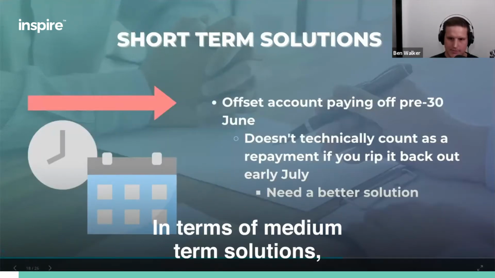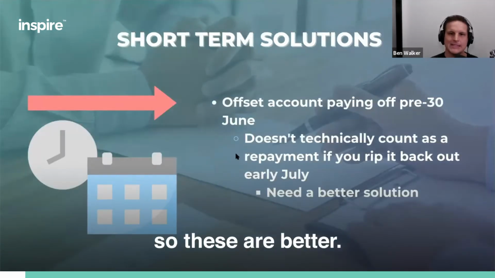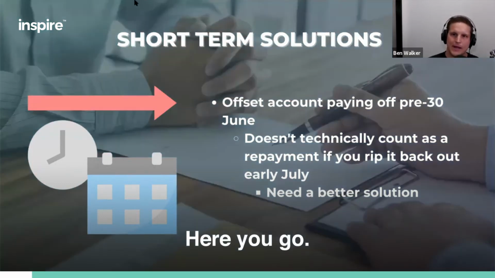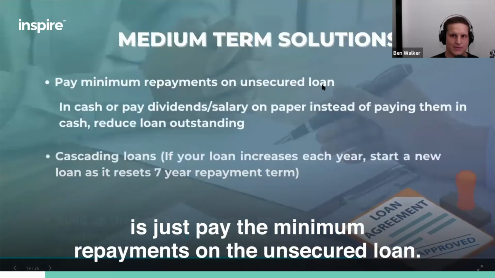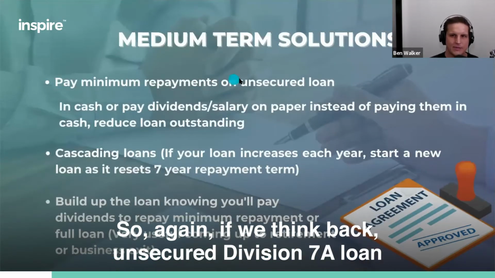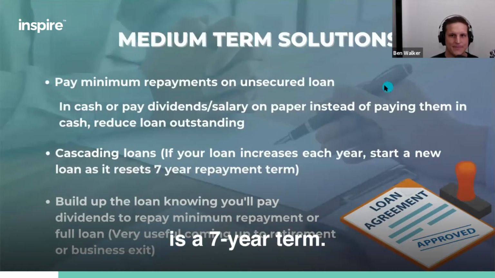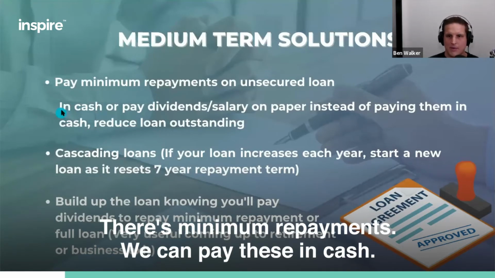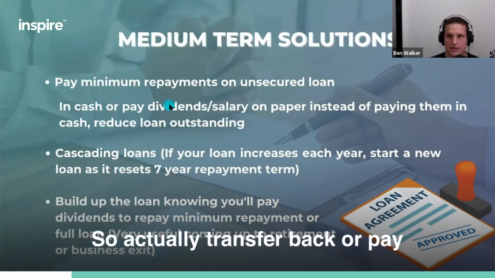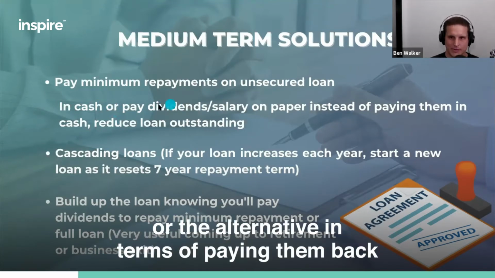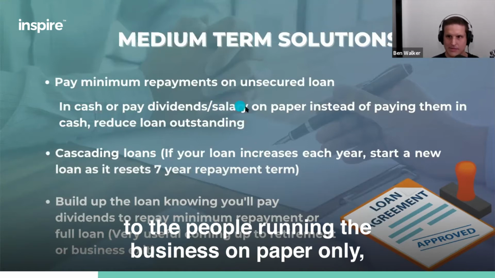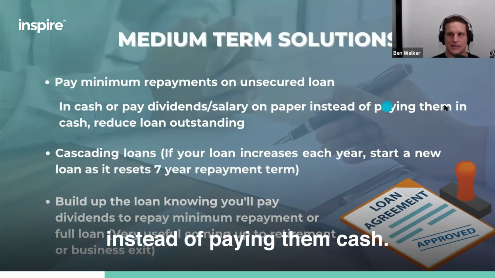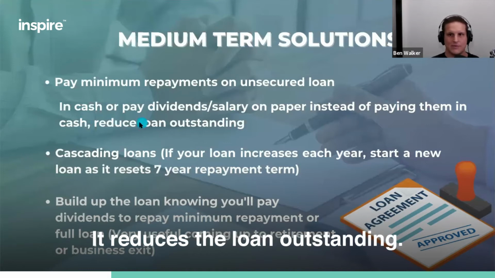In terms of medium-term solutions, so these are better. Now, a very common one we do is just pay the minimum repayments on the unsecured loan. So again, if we think back, an unsecured Division 7A loan is a 7-year term. There's minimum repayments. We can pay these in cash, so actually transfer back, or the alternative in terms of paying them back is to issue dividends to the shareholders or pay salaries to the people running the business on paper only. Instead of paying them cash, it reduces the loan outstanding.